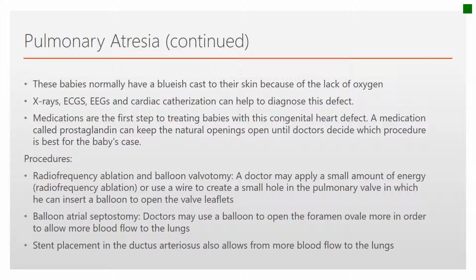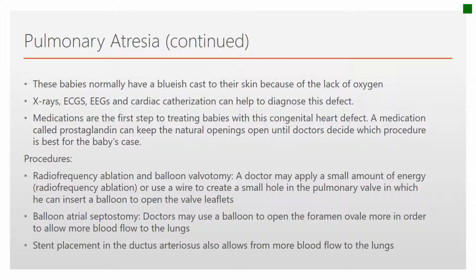A medication called prostaglandin can keep the natural openings open until the doctors decide which procedure is best for the baby's case. As I said before, pulmonary atresia is one defect that is usually present with numerous other defects, which is the tetralogy of Fallot. So it may take the doctors some time to figure out which defect to work on first and when to work on which ones and which will work best.